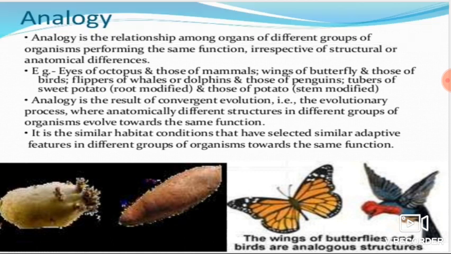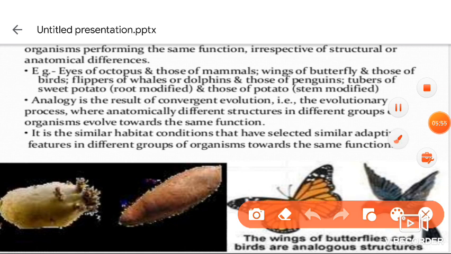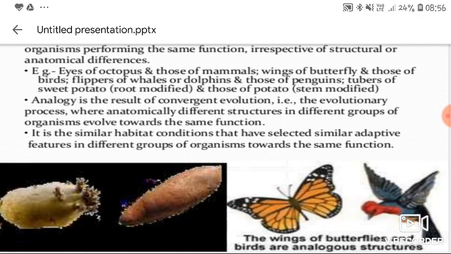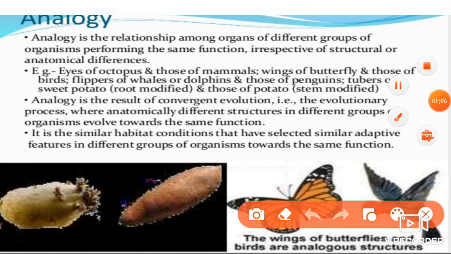Next, moving to the new concept, that is analogy. In this we'll study about analogous organs. What are analogous organs?